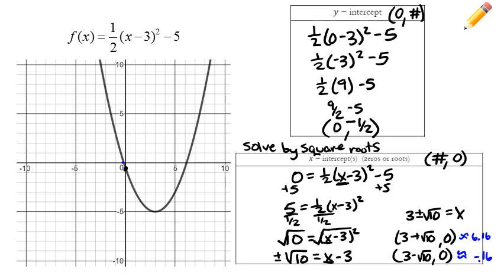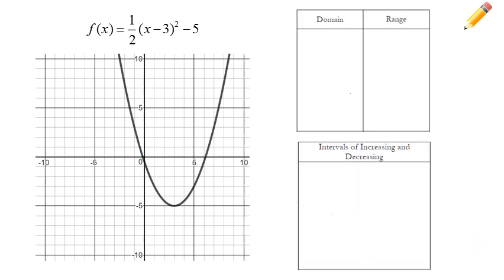If I take a look, that makes sense. If I was to extend my graph, if I was to check it on Desmos, yeah, it's about at those points. So I feel good and confident in my answer. Domain and range, remember, domain's your freebie. Parabolas are always -infinity to infinity. My range, the lowest it goes is -5, the highest it goes is infinity. We include -5.